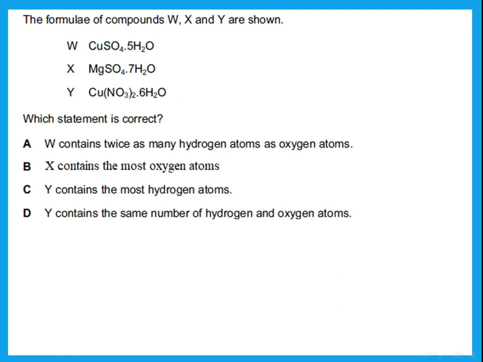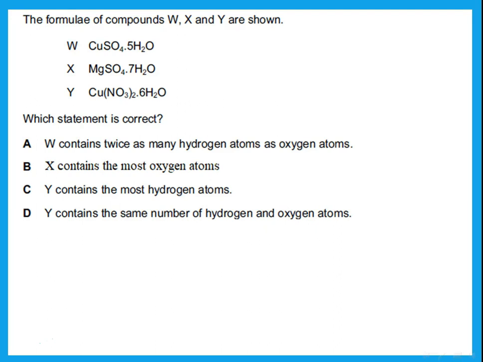Are you following? X contains the most oxygen atoms. Okay, how many oxygen atoms in X? It is 7 plus 4, that's 11. But Y will have more oxygens than that. Y, can you calculate how many oxygens in Y? We have 2 times 3, that's 6, plus 6, that's 12. So actually, Y has more oxygen. So when he says X has the most oxygens, that is wrong.